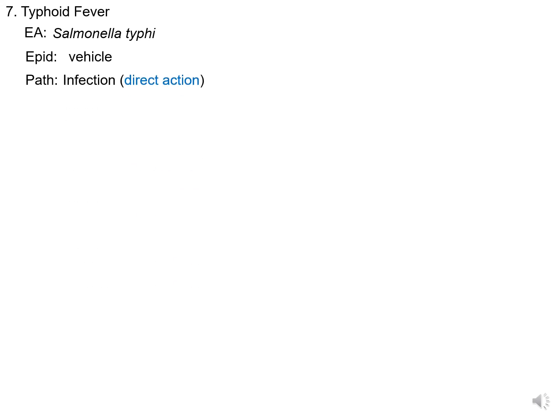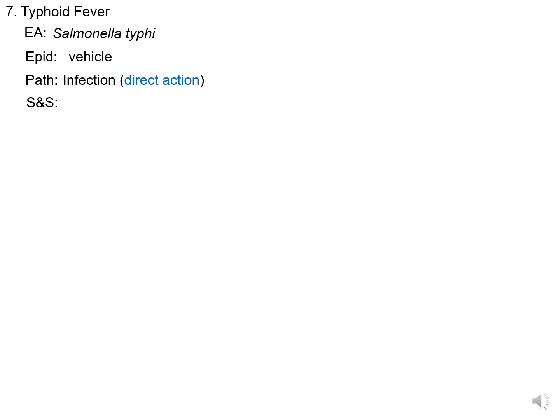Typhoid fever is the most serious form of salmonellosis. It is caused by either Salmonella typhi or Salmonella typhimurium. Now, typhi is the one we see most often. Now, with this disease, it is still direct action, but the transmission now is going to be vehicle, and we're going to see this becoming systemic. So you're going to ingest it. We're going to see the direct action, so it's an infection, and now we're going to see it spread.